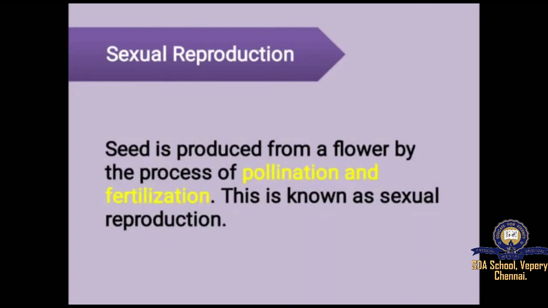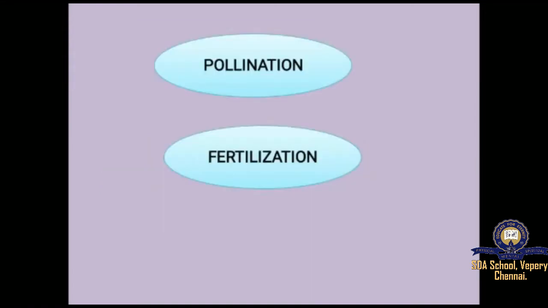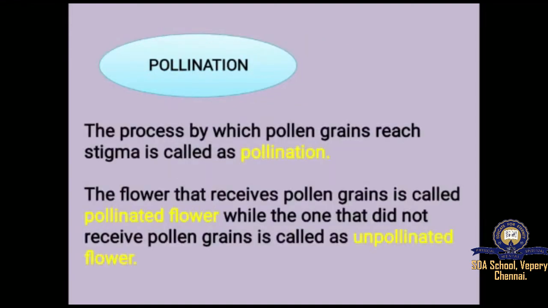When plants are reproduced from seeds, we call that process sexual reproduction, right? A seed is produced from a flower by the process of pollination and fertilization. Now we will see what is pollination and what is fertilization.